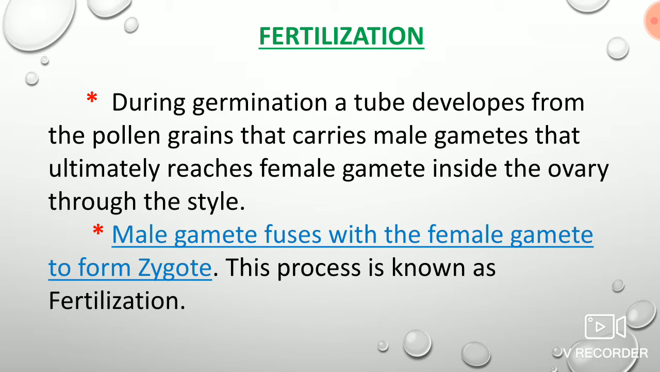Next, we move on to fertilization. Students, do you know what fertilization is? During germination, a tube develops from the pollen grains that carries male gametes and ultimately reaches the female gamete inside the ovary through the style. The male gamete fuses with the female gamete to form a zygote. This process is known as fertilization.